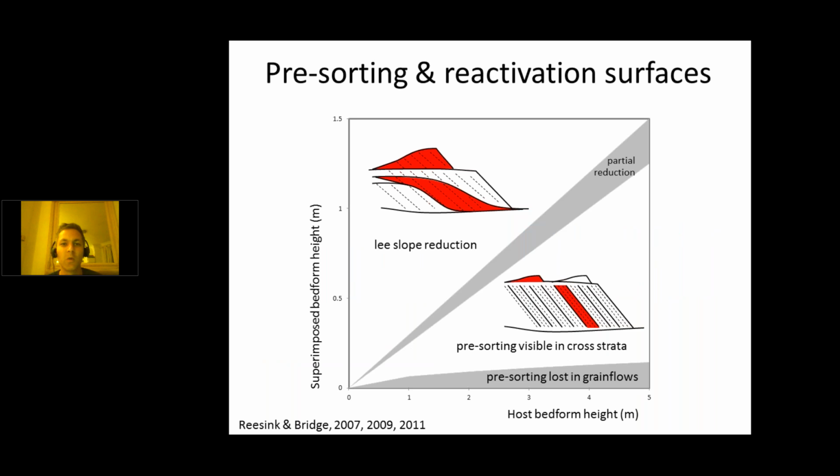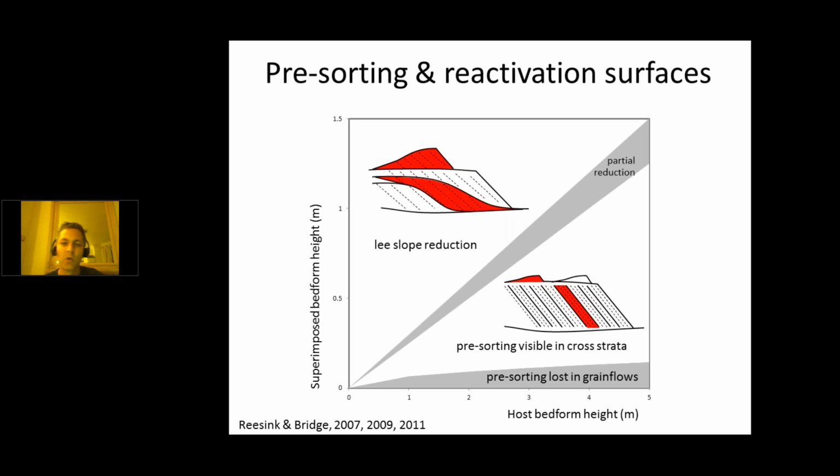What you can do when you're looking at cross-bedded sandstones is look at the individual sets and their thickness and use established theories to relate those to the formative bed form heights, and then you can relate the bed form heights to the formative flow depths.